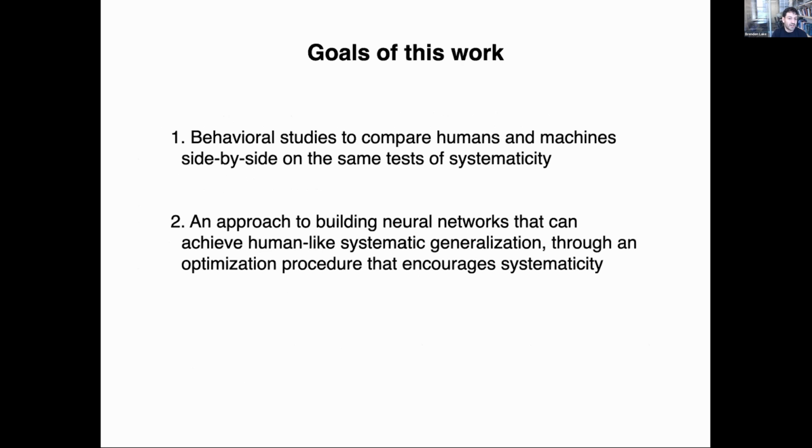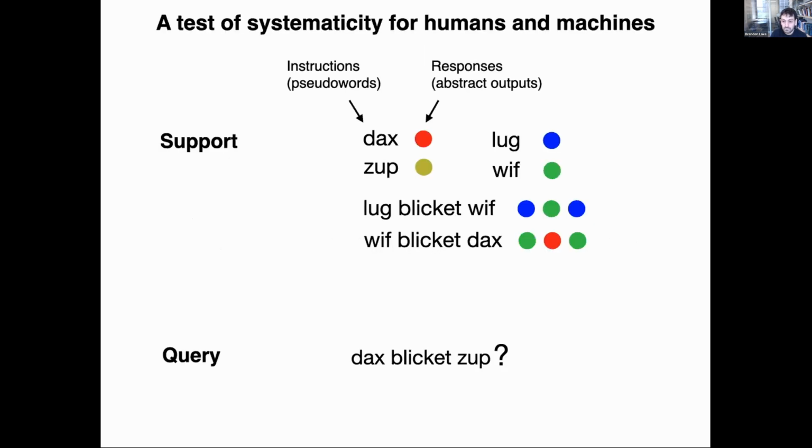So what I'm going to cover today is, first, some behavioral studies for comparing humans and machines side by side on the same test of systematicity. I think this is importantly needed, so we're going to do that. And then I'm going to talk about an approach that can help you build a neural network that achieves human-like systematic generalization through an optimization procedure that encourages systematicity. So that's going to be the key. So let's jump into the behavioral studies.